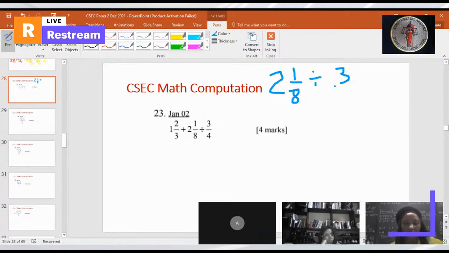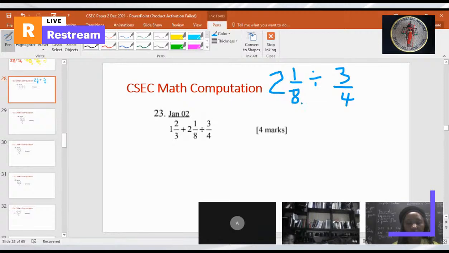All right. Miss, you're going to change it to an improper fraction. Speak up, please. Remember, there are persons all over the universe listening to you. Some of them are light years away. You have to speak up. Miss, you're going to change it into an improper fraction. Okay?